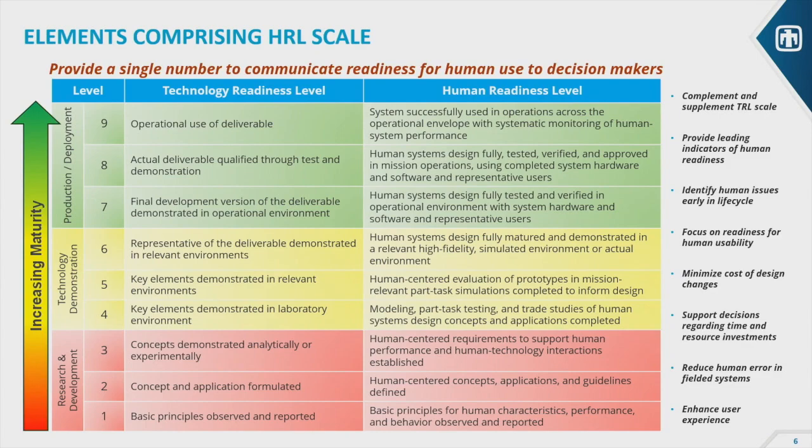It's going to reduce human error in fielded systems because we're taking account of that very early and often throughout the entire life cycle, and enhance the user experience, a lot of what Pam has been talking about this morning. Ultimately, the HRL scale, like the TRL scale, provides a single number for the decision makers. In this case, it communicates the readiness for human use to the decision makers.